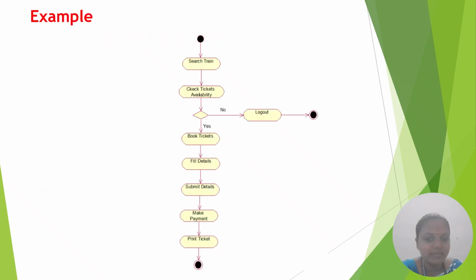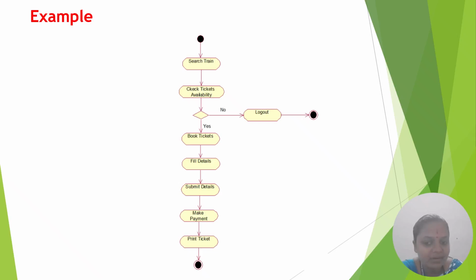This is an example of an activity diagram for a train ticket booking system. This diagram clearly represents the sequence of activities in a train booking system, starting from searching a train to printing the ticket, and helps developers understand the workflow easily. This diagram shows the complete workflow of actions that happen when the user books a train ticket online.